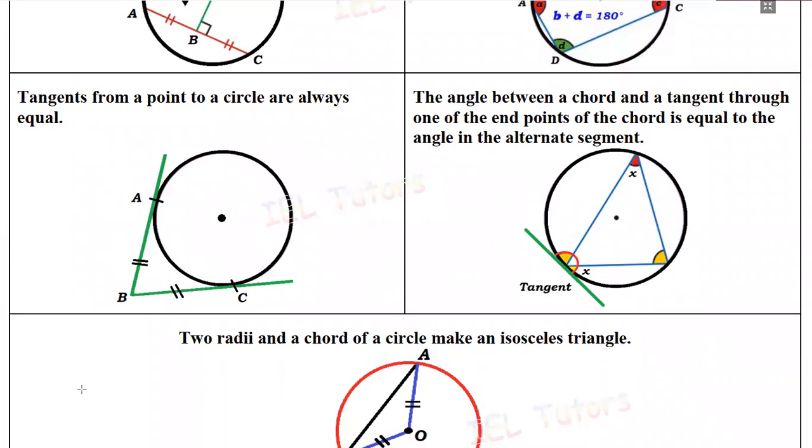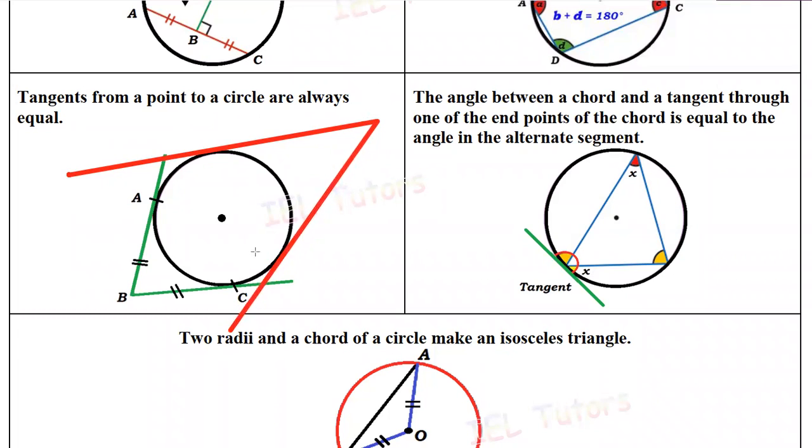Moving to the next circle theorem, it says tangents from a point to a circle are always equal. First of all, I should tell you that from any single point, say from here, if I try to draw two lines, I can draw two tangents to the circle. So from any single point outside of the circle, you can always draw two tangents.